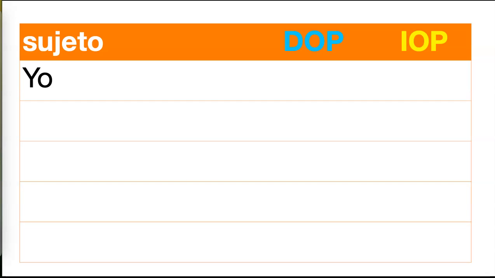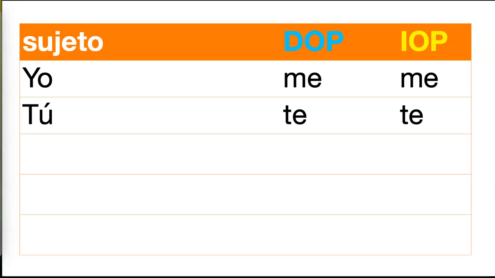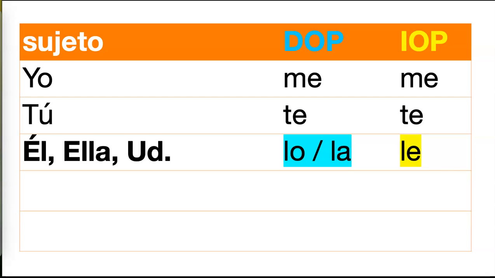Let's review the pronouns, both direct and indirect. If my subject is yo, the corresponding object pronouns are me for direct objects, and again, me for indirect objects. For tú, te, and te again. Now, él, ella, and usted is where we have changes. For the direct object pronouns, they are lo if the object is masculine, or la if the object is feminine. Indirect object pronouns are easier. It's le, regardless of gender.